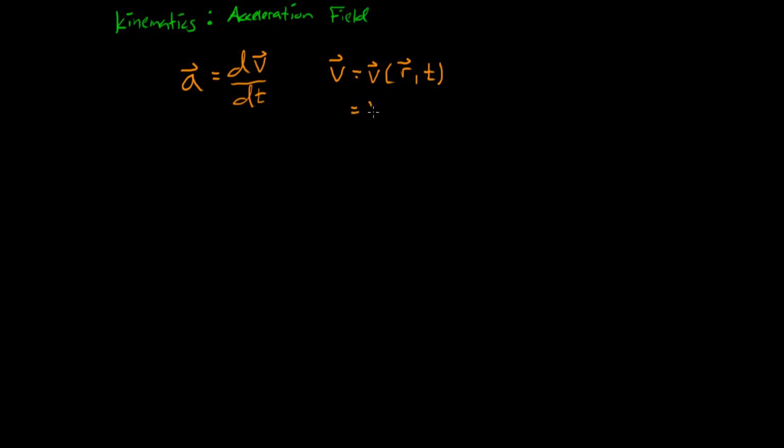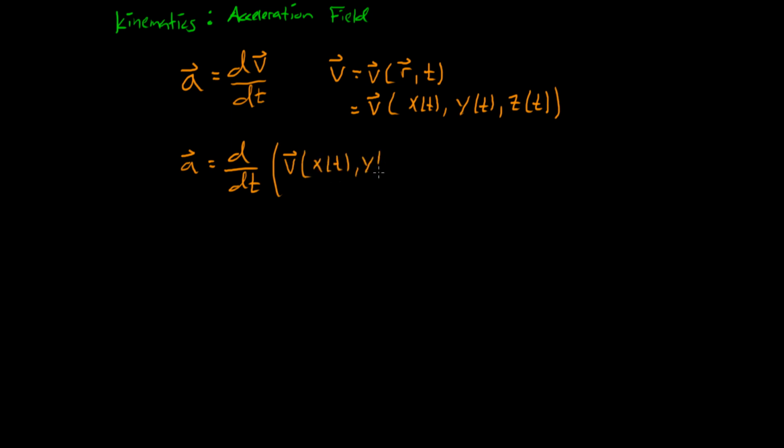In other words, the velocity is a function of x of t, y of t, and z of t. And that means that we need to take the derivative with respect to time of this business here. And so acceleration is equal to d by dt of v of x of t, y of t, and z of t. Of course, if you're going to take the derivative of a function, that means you've got to apply the chain rule of calculus, the chain rule.